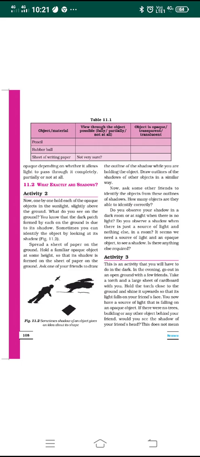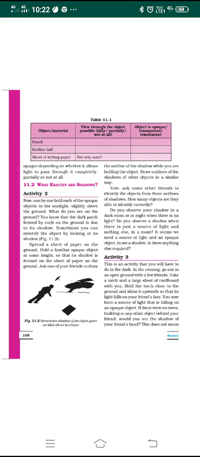So here there is an activity given. Let's understand the activity. Activity number 2. One by one, we have to hold each of the opaque objects from the list of objects made in table 11.1 in the sunlight. Some of the objects are opaque, so you have to hold those opaque objects one by one in the sunlight, slightly above the ground. You should not hold it very close to the ground.